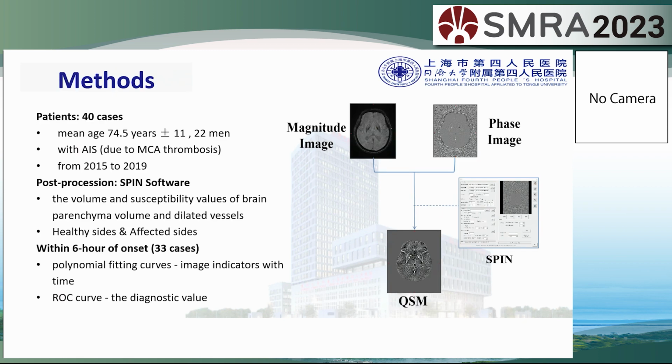We retrospectively studied 40 cases of AIS patients with MCA thrombosis from 2015 to 2019. And we used the software SPIN to acquire the quantitative information of the healthy side and the affected side. Meanwhile, we measured the relationship between the imaging indicators and the time by polynomial fitting curves.